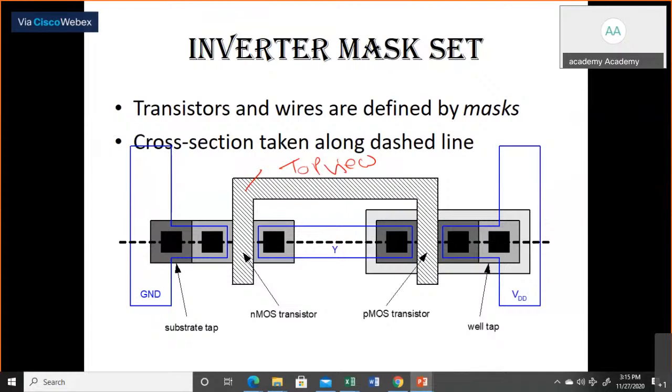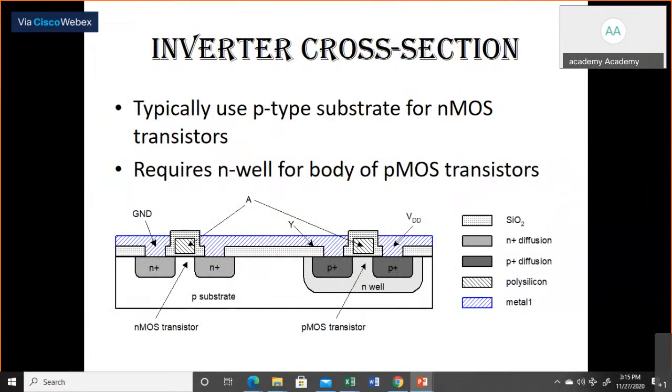Similarly, some masks are required for the P-well and N-well creation. So this will make the complete CMOS inverter, with a combination of N plus, P plus, and interconnection between the two devices, NMOS and PMOS.